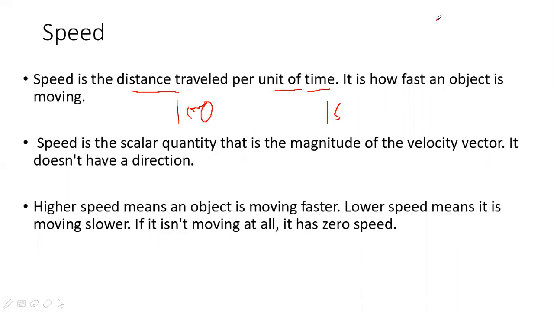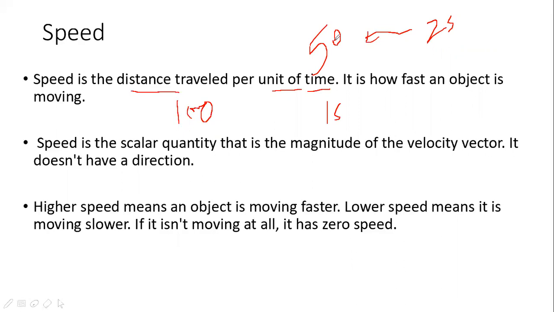If it covers 100 meters in 2 seconds, you divide 100 by the time, you will get 50. So speed is 50 then. 100 meters in 2 seconds, then 50 meters per second is the speed. 100 meters in 1 second means the speed is 100 meters per second.